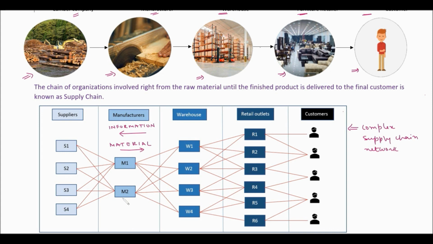The third flow that takes place is that of finance or money. So the money is flowing from the customer to the supplier. So product is flowing from the supplier to the customer in this supply chain, while the money is flowing from the customers to the supplier. So this is the direction of finance.